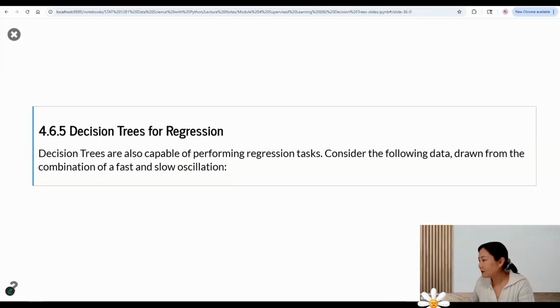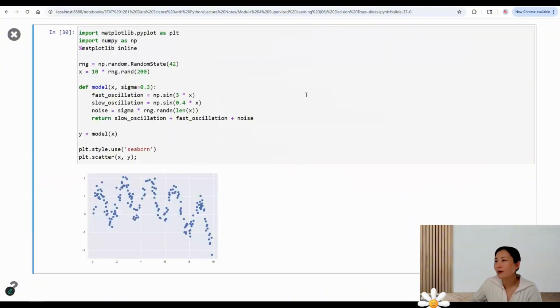And then let's move on to our next topic, decision trees for regression. Sometimes the response variable is a numerical variable. In this case, it's a regression task. It turns out that decision trees can also be used for regression purposes. Let's simulate the data set by ourselves first. So we define a function which will generate the data for us.